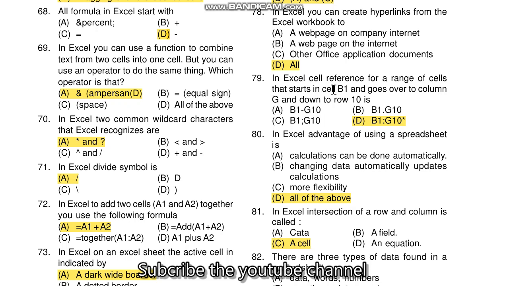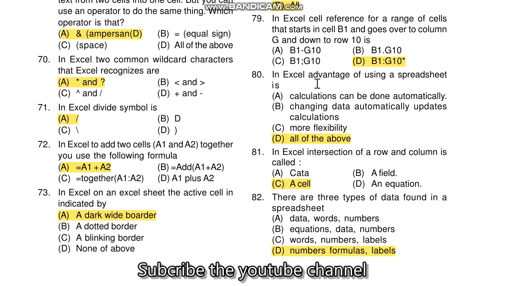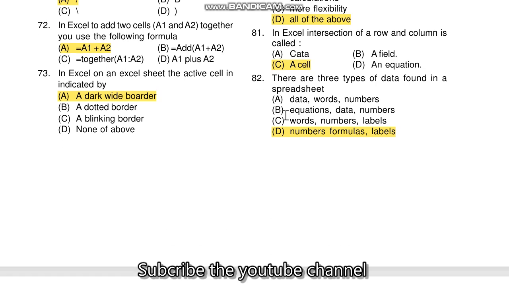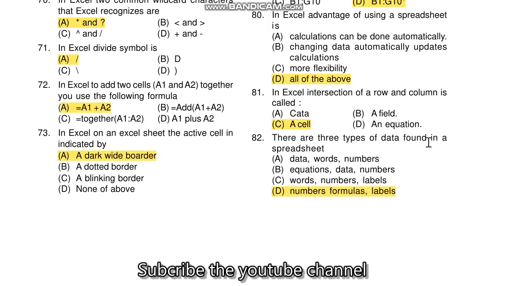Question 79: Excel cell reference for the range of cells that starts in cell B1, goes over to column G1 and down to row 10 is B1:G10. Question 80: Excel, the advantage of using a spreadsheet is called all of the above. Question 81: Excel, the intersection of a row and a column is called a cell. Question 82: there are three types of data found in a spreadsheet: numbers, formula, label.